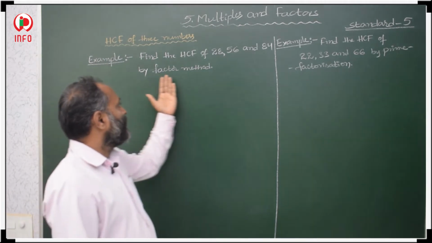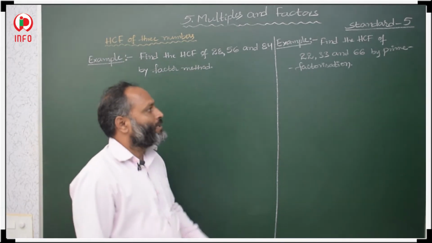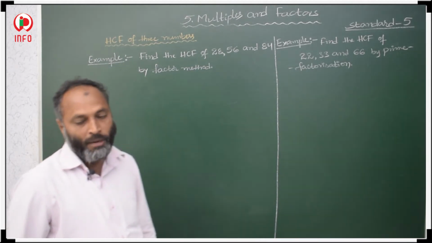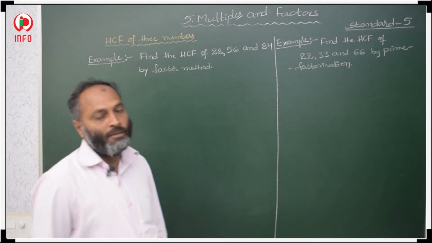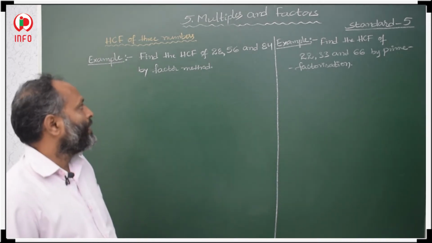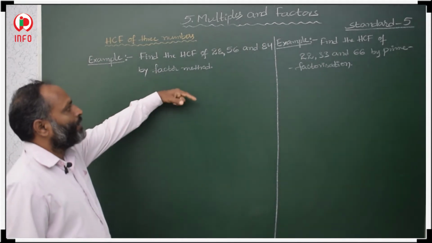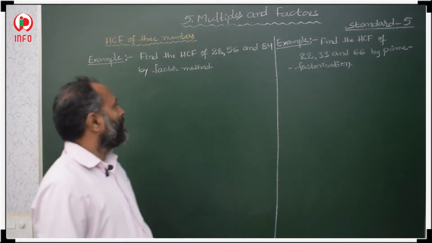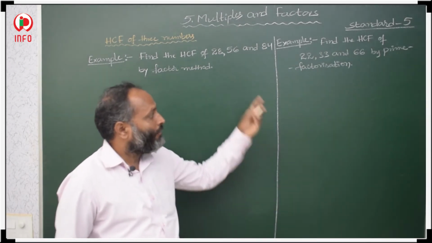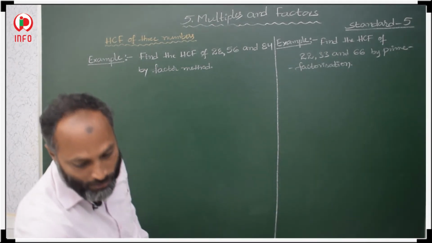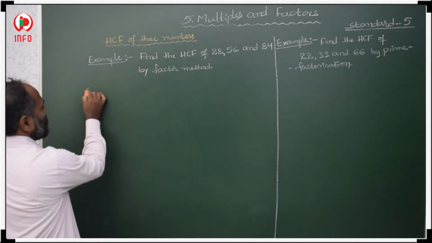One of the methods is the factor method, meaning the listing factors method. The second one is the prime factorization method. Then one more is there, that is the division method. In the next video we are going to do that one. These 2 examples we are going to do using the listing factors method as well as the prime factorization method.